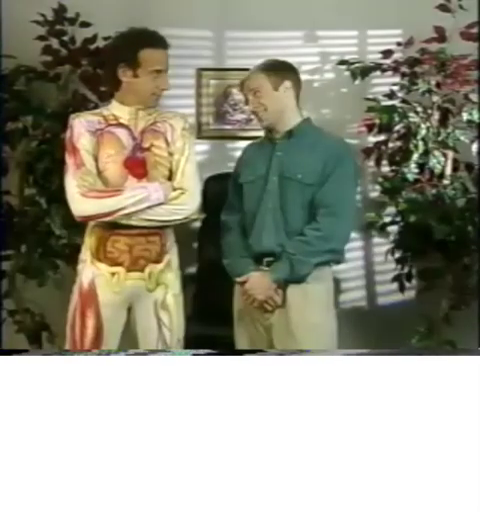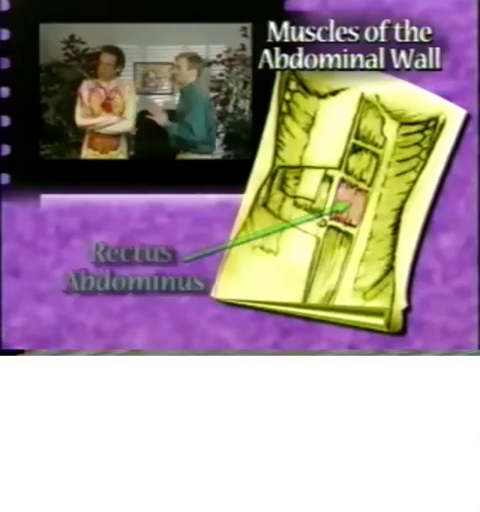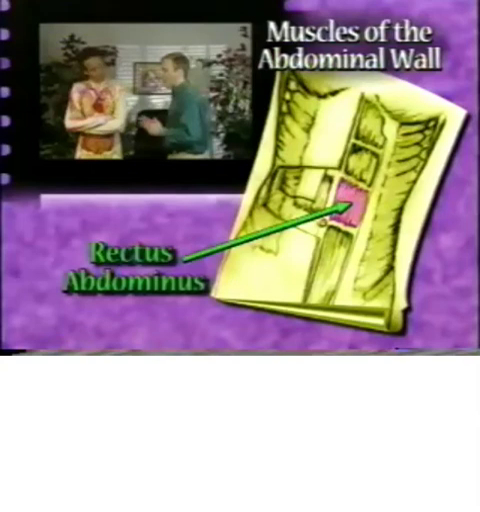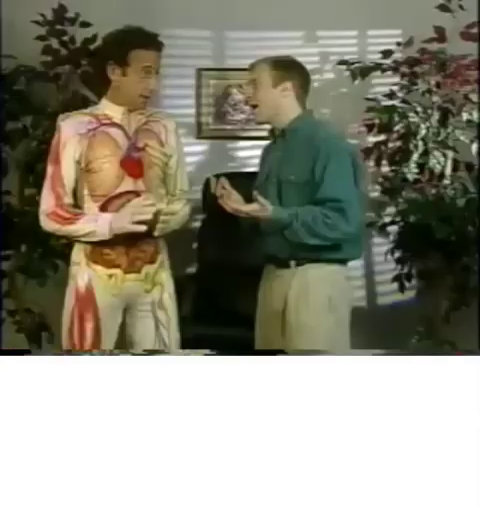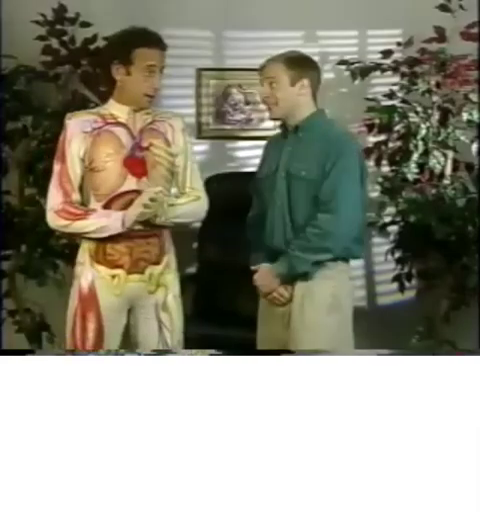Hello. Don't even think about it. The muscles of the abdominal wall are the rectus abdominis, the external oblique, internal oblique, and the transversus abdominis. I wasn't gonna ask you to vomit. Much.